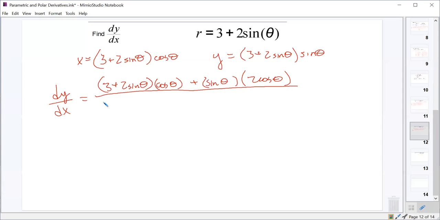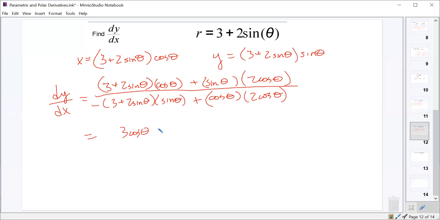And what should our dx d theta be? It should be 3 plus 2 sine theta times the derivative of cosine, which is negative sine theta. And then plus our cosine theta times the 2 cosine theta. Good or no? Good. All right, let's simplify this one down a little bit.